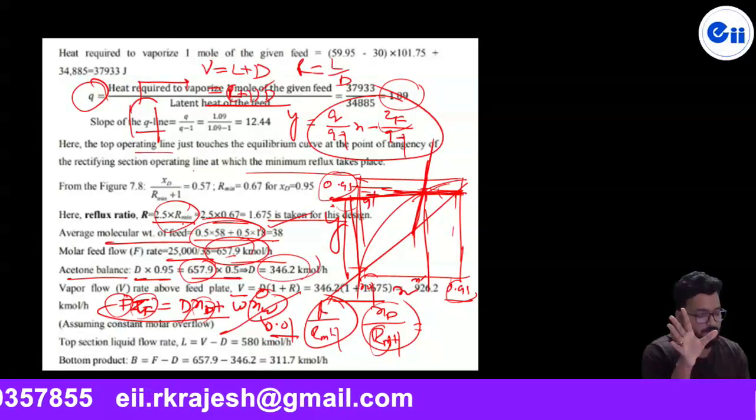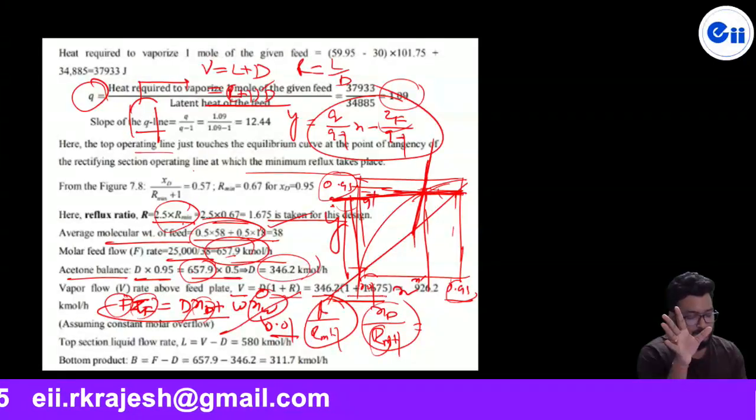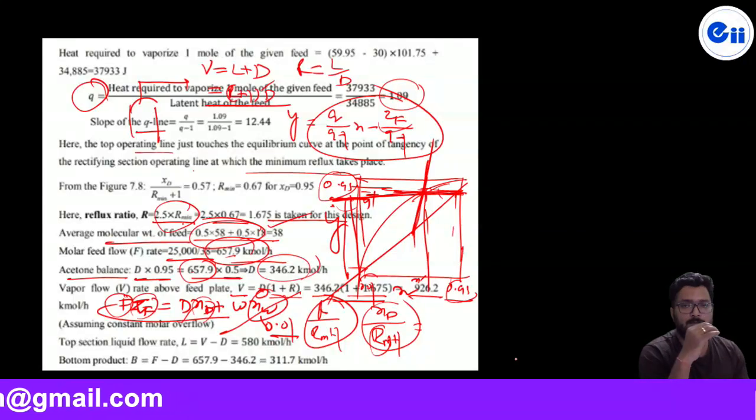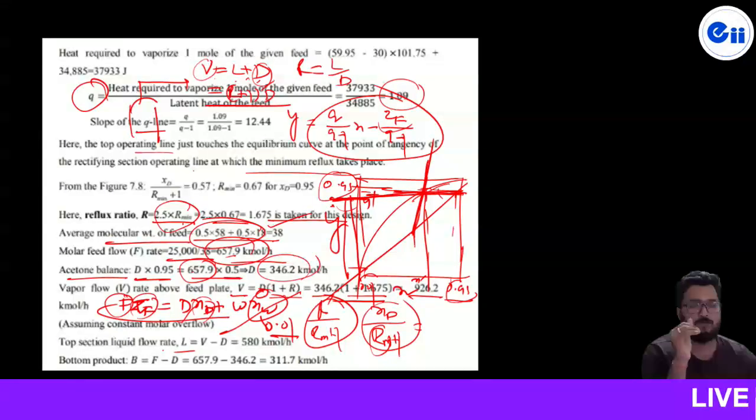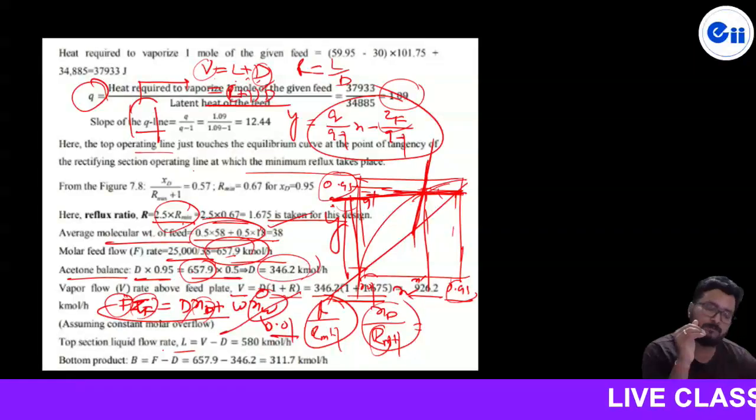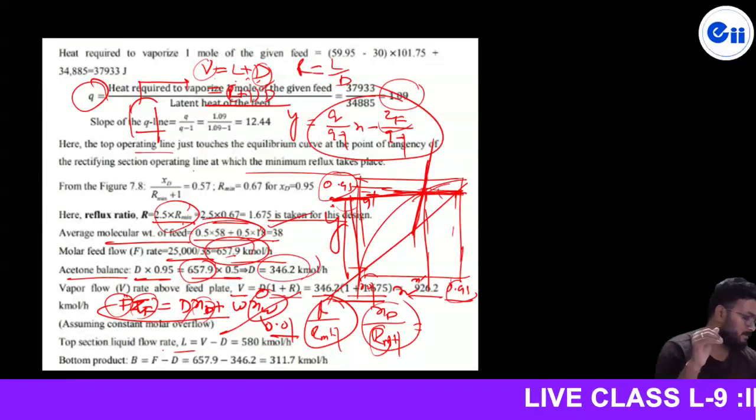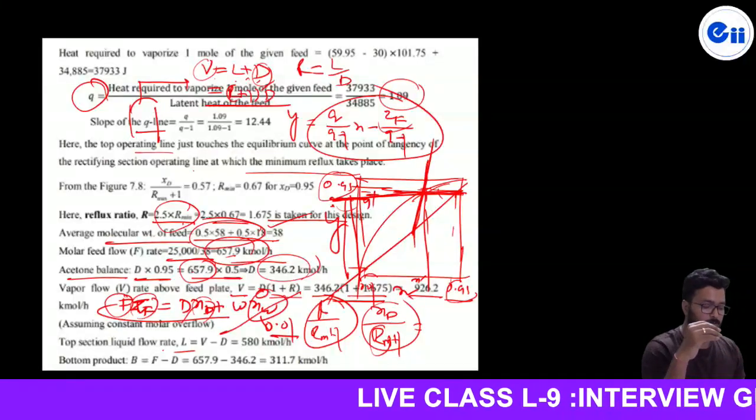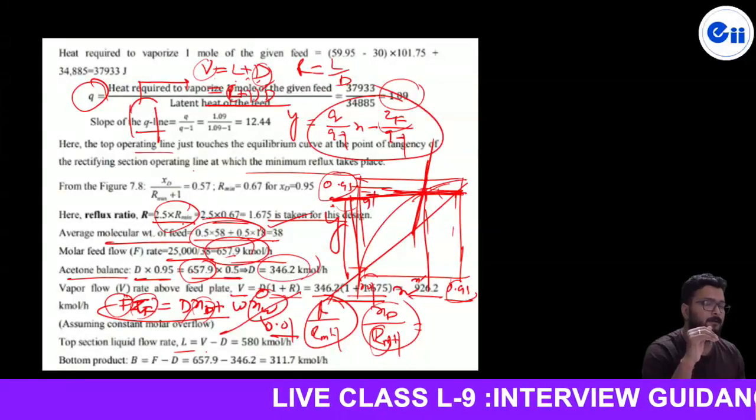Okay, so D into 1 plus R, D is given to you, 1 plus R is given, we can go for the V. And once the V is known to you, we can use V equal to L plus D, D is also known to you, V is also known to you, we can go for the L. The ultimate purpose is to calculate the vapor and liquid fluids.